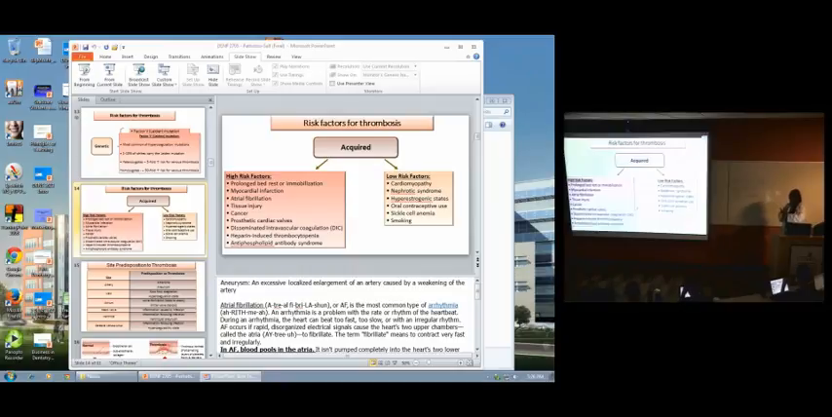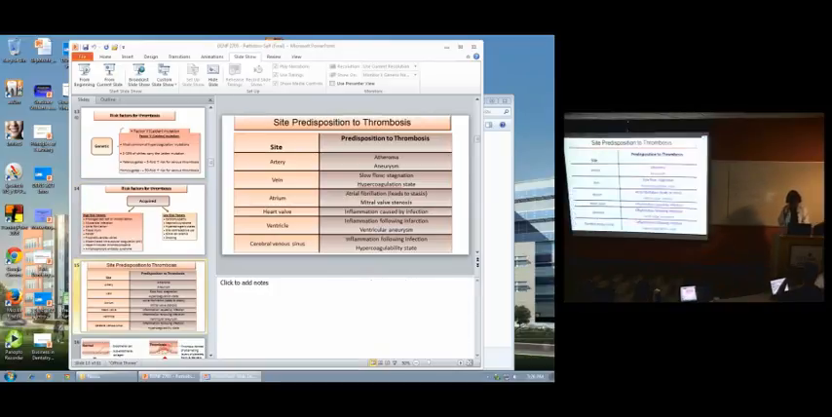So remember, when you have something there, it's easier to have thrombosis. I'm going to talk a little more about thrombosis, but you can see that it can create some degree of turbulence there, and that's what will increase the risk for thrombosis. So what are the sites that are predisposed to thrombosis?